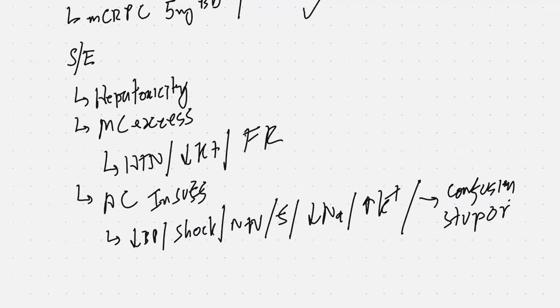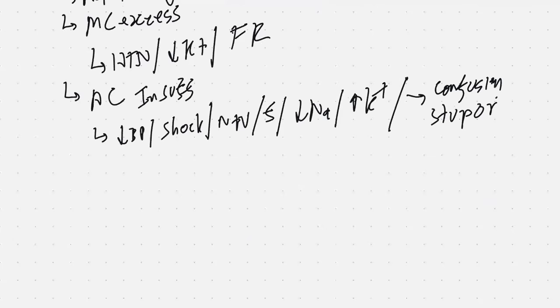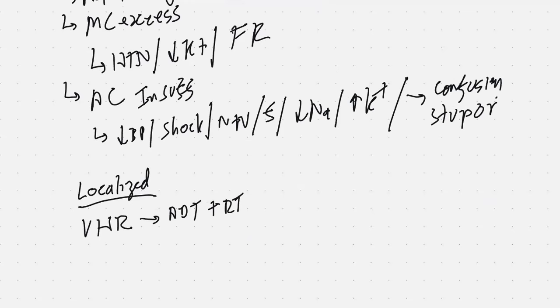So abiraterone is usually given in the localized setting in very high risk prostate cancer only. Okay, so here, along with ADT, and we know we give radiation, right, or surgery. Usually, radiation is preferred in very high risk. So here, ADT plus RT is given. So ADT, as I discussed earlier, is given for 2 to 3 years in high risk and very high risk. So apart from that, you also give abiraterone for 2 years as well. Okay, this is based on the Stampede trial in very high risk localized prostate cancer. We'll get into that later on.